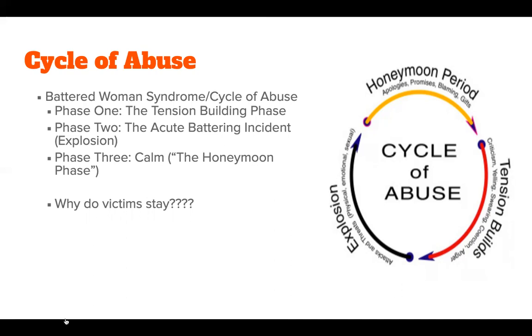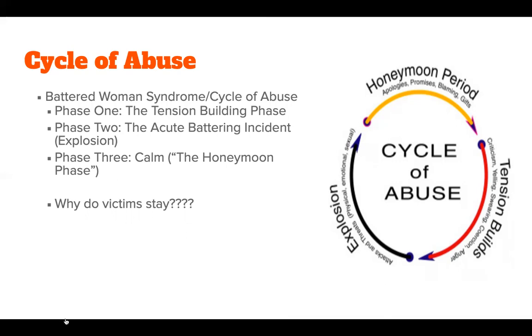So the cycle looks like this. There's a tension building phase. During this phase, it seems like nothing you do can please your partner. They're getting increasingly agitated, increasingly angry. They might go into long spells of giving you the silent treatment or yelling at you, or launching intense criticism your way. And the tension builds and builds and builds until there is the explosion phase, also called the acute battering incident.